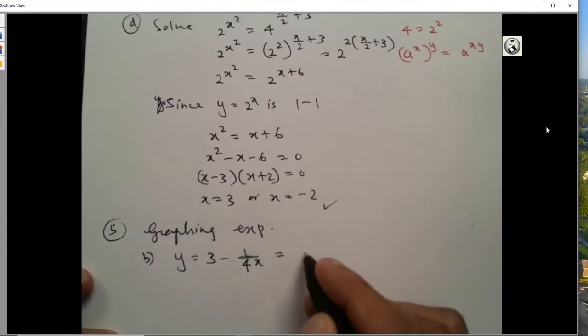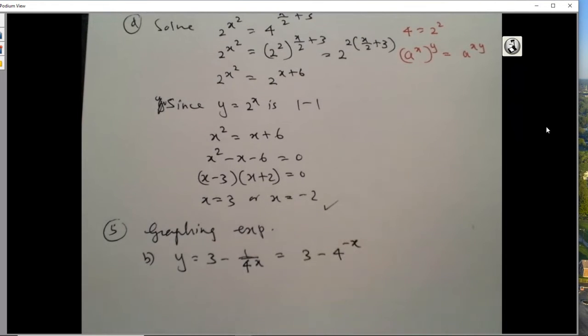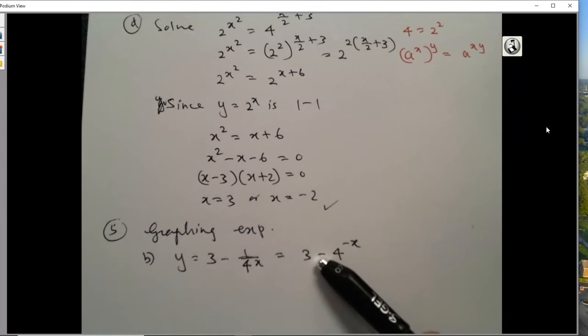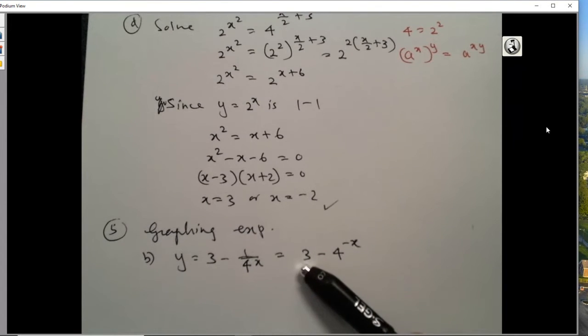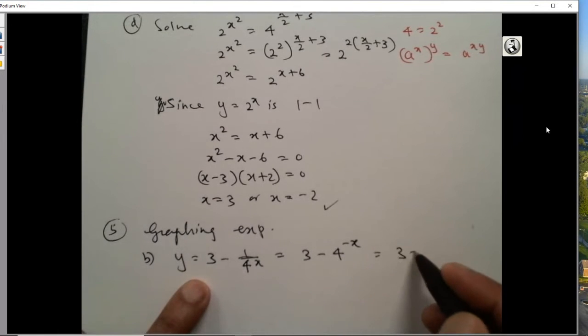One way is to write this as 3 minus 4 to the negative x. Then we can go step by step, because we know the graph of 4 to the x, which is like e to the x. Flip over across the y-axis. Flip over across the x-axis. Add 3. That's one way to do it. But there's a shortcut. We can write this one like this also.